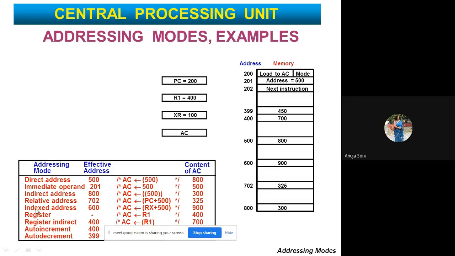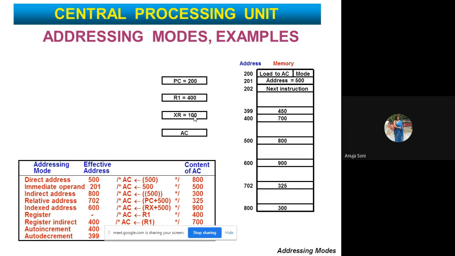Now we come to the index address. What is the definition of the index address? It says that you need to add the address value of the given instruction to the value stored in your index register. So here we are given an index register, and the value stored is 100. And what is the value of the address given as part of your instruction? This is 500. So in case of your index address, the formula to find the effective address is that this 500 will be added to the value of the index register, so as to become your final effective address.